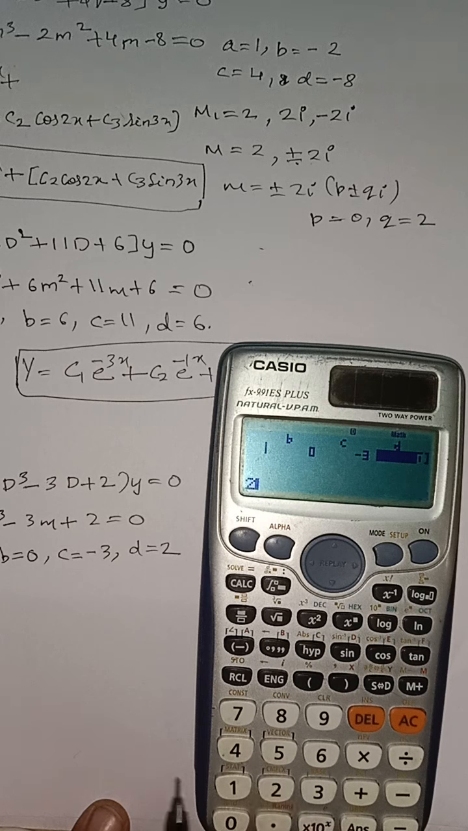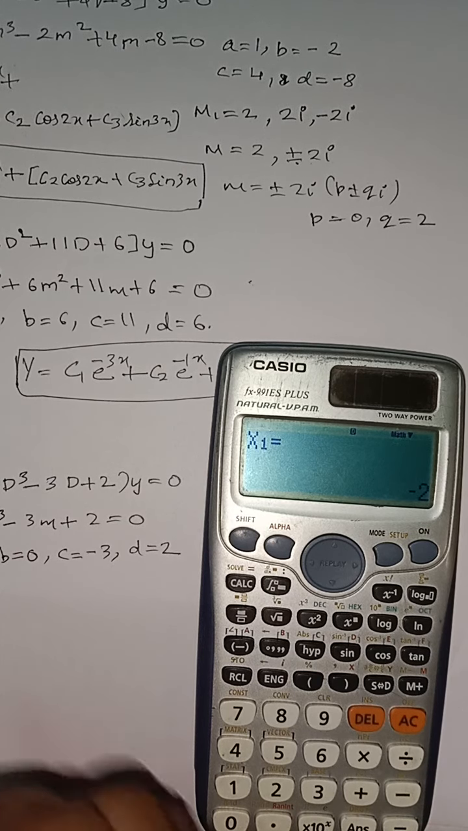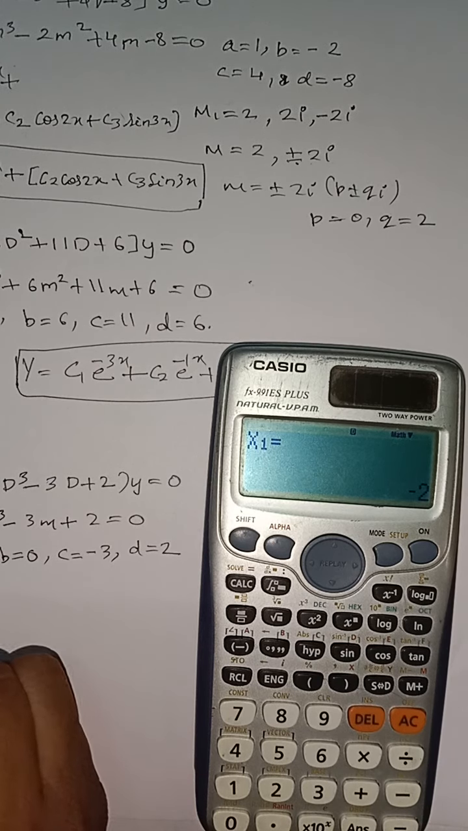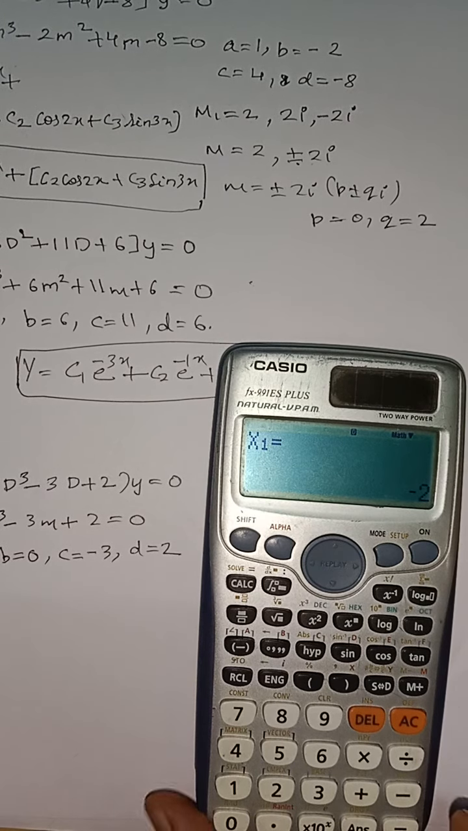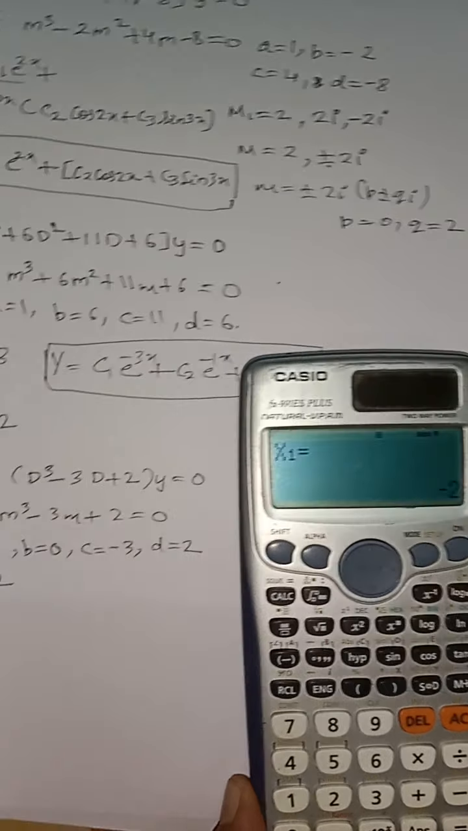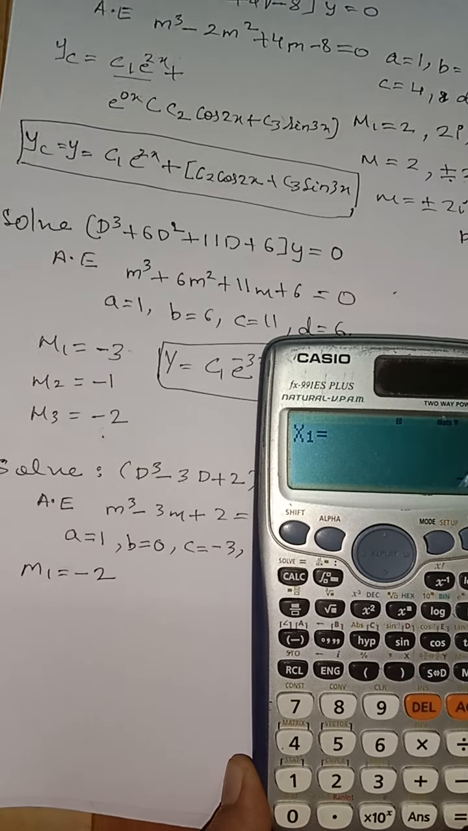Okay, so since it is a cubic equation, how many roots should we get? We should get 3 roots. So let us see what the roots are. So press equals, and then see x1. So the first root, how much is it showing? It is equal to minus 2. So let me write m1 is equal to minus 2. Okay, you can consider that the first root m1 is equal to minus 2.